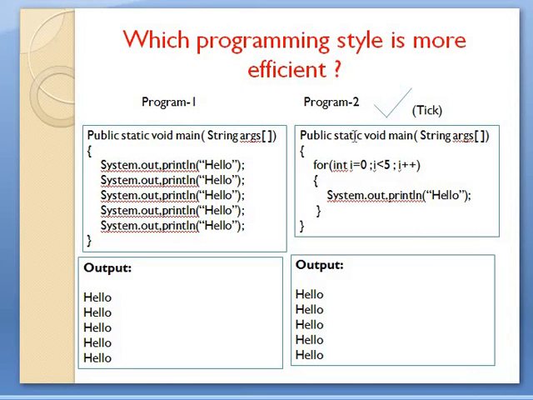Clearly, the for loop construct eliminates the writing of the Java statement System.out.println within brackets the word hello in inverted quotes 5 times, which was repetitive in the first program, as in the first program the same statement was written 5 times.